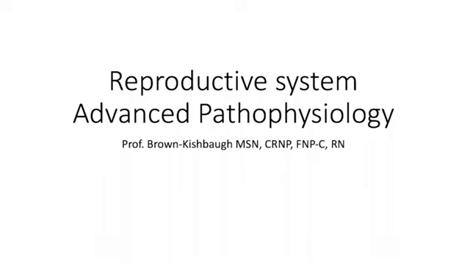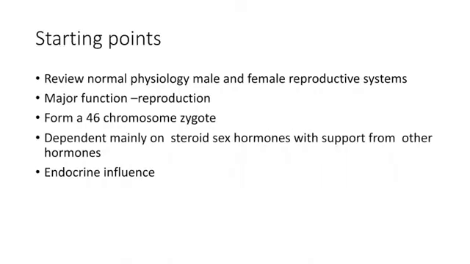Let's get started with the reproductive system. All right, so starting points. We are going to review the normal physiology of male and female reproductive systems. I'm going to break it into basically female first, and then we'll go into male, and pathology, pathogenesis, and pathological changes for each one.